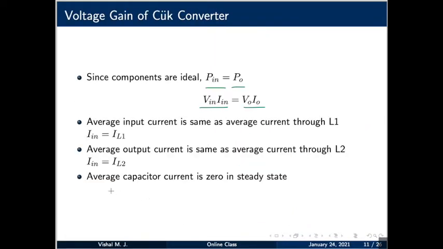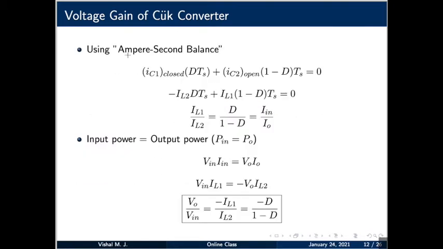That is what is being written here, and I have made a mistake. This is not IN, this is IO. Output current IO is equal to IL2. Okay. Now, using Ampere-second balance, IC1 closed into the duration for which the switch is closed, which is dTs, plus IC1 open, I am sorry, into the duration for which the switch is open, which is 1 minus d into Ts, is equal to 0.